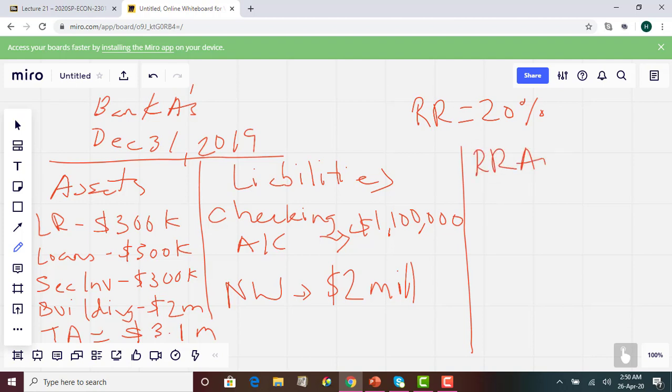Required reserve amount equals your total deposits times your required reserve rate. Now total deposits is all the money in your checking account. If you had savings accounts, then you would add the checking account plus savings account. But in this case, we don't have savings accounts, so we will take the total deposits in the checking account, which is 1.1 million, times 20%.